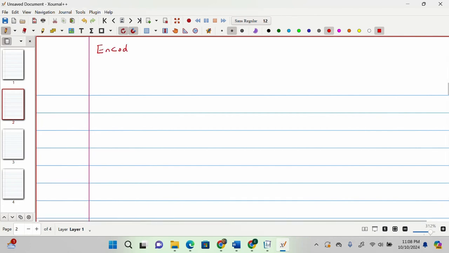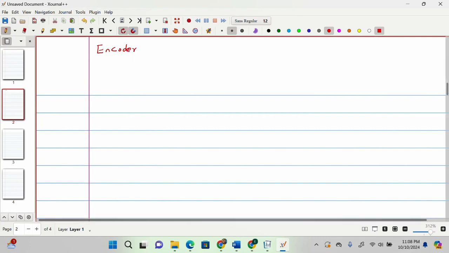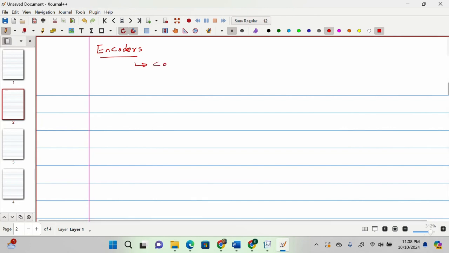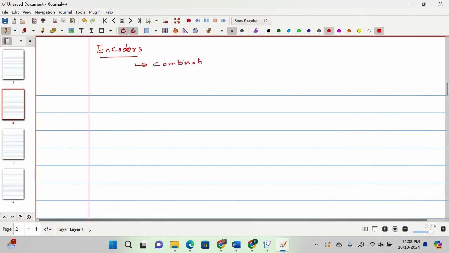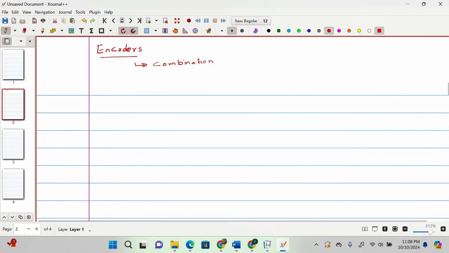What is meant by encoders? It is a very important thing. We already discussed combinational circuits. Encoders are also combinational circuits only. This is also very important.